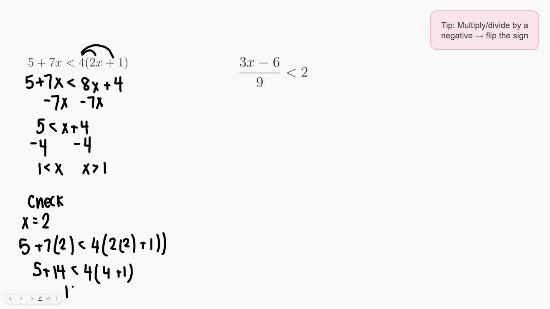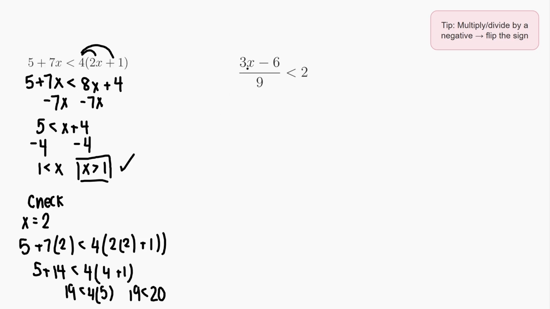We get 19 is less than 4 times 5. 19 is less than 20. That's true. So we know x is greater than 1 is our final answer. And that's correct. Next, let's do this problem.